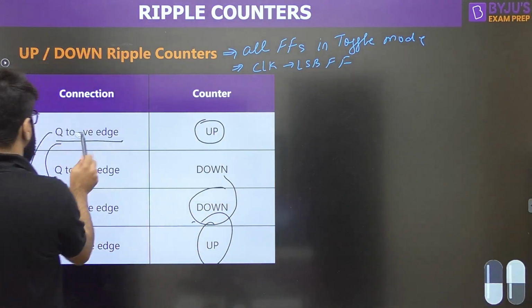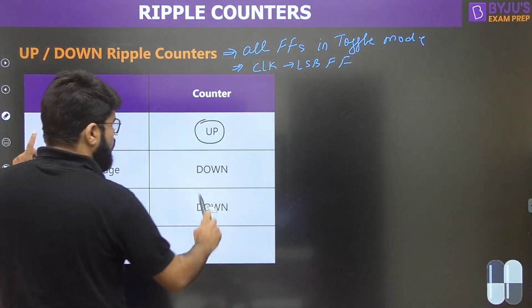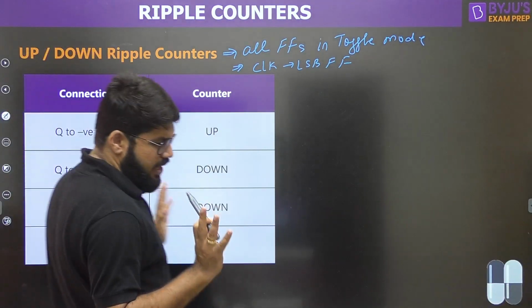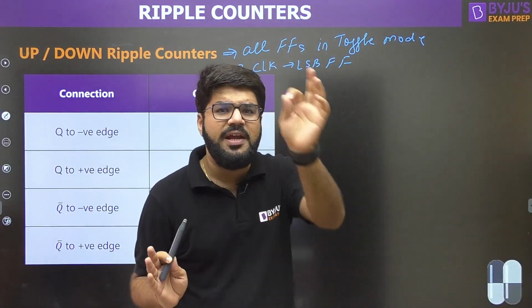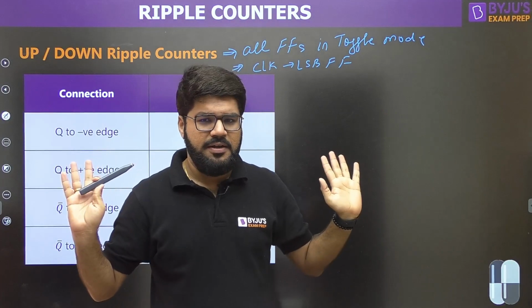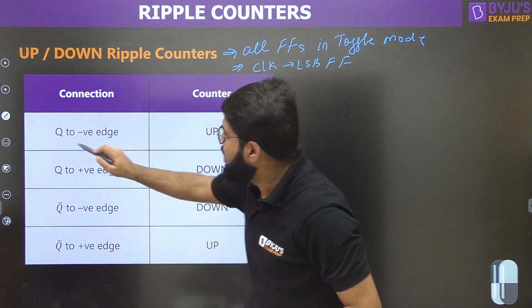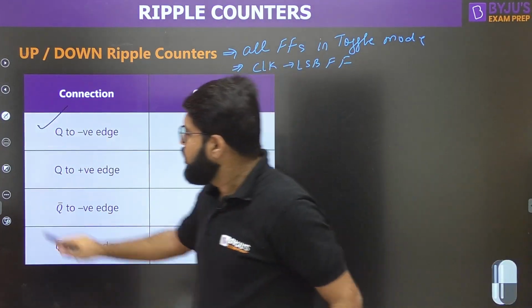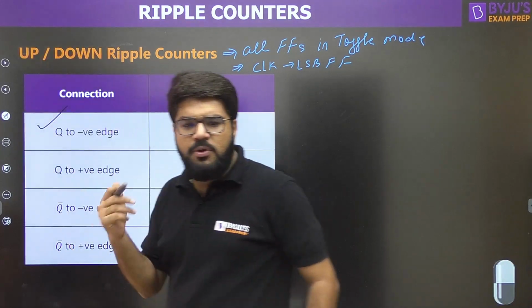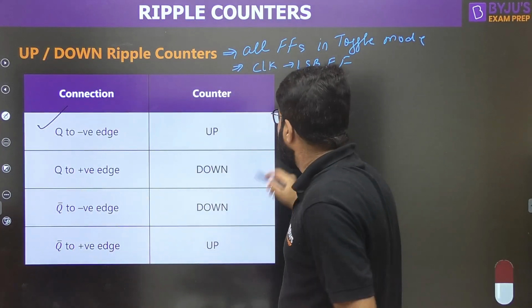So for this method, you have to just remember one thing. Q to negative edge is up, the rest you can decide. Okay. Sir, one more trick. Sir, tell me two tricks. Whatever is more comfortable, you can remember.